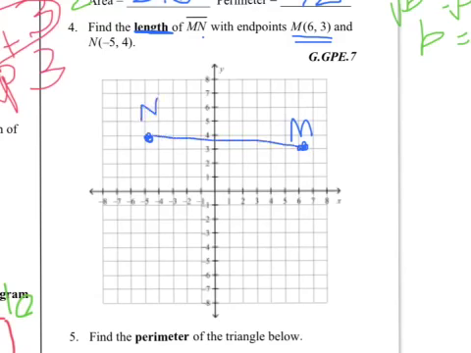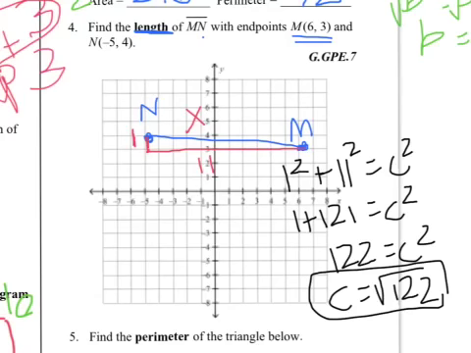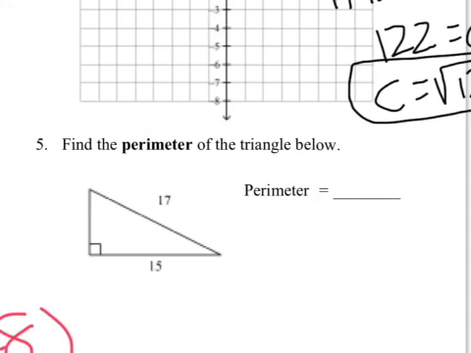So basically what we're going to do is use the Pythagorean theorem. I'm going to draw in a right triangle. So the height here is 1. The distance all the way on the bottom is going to be 11. So to find the length, we're just going to use the Pythagorean theorem. When I do the Pythagorean theorem, I get the square root of 122, and you can leave it like that.